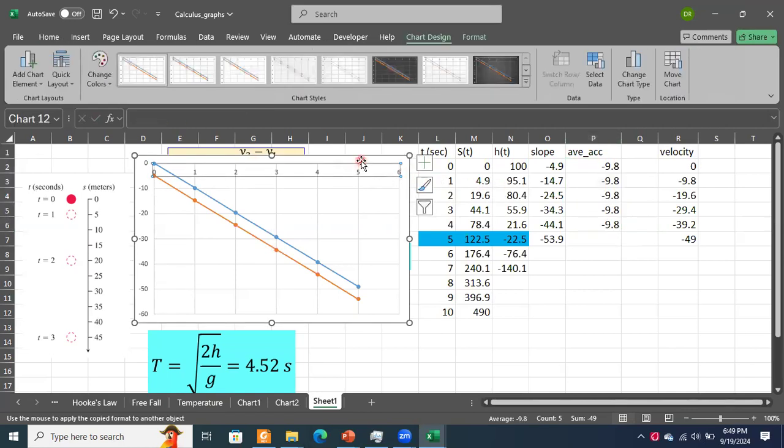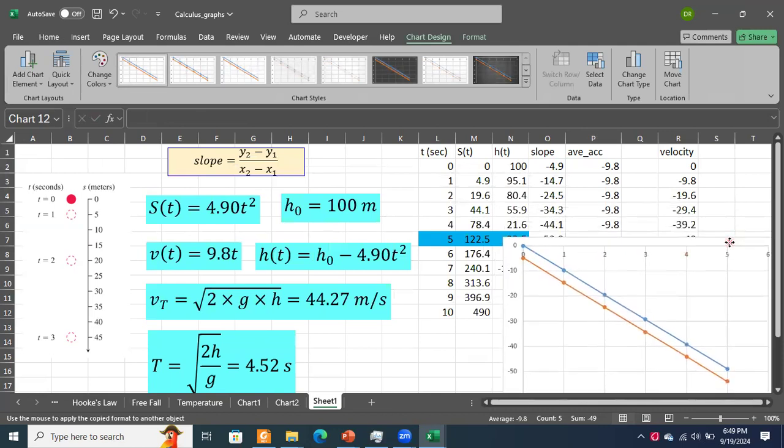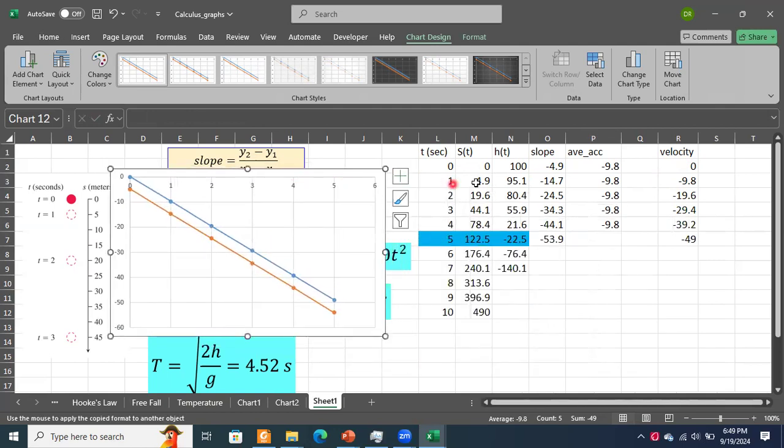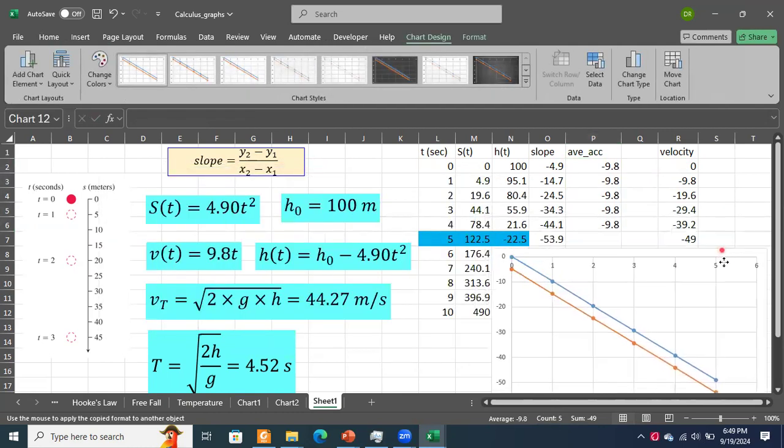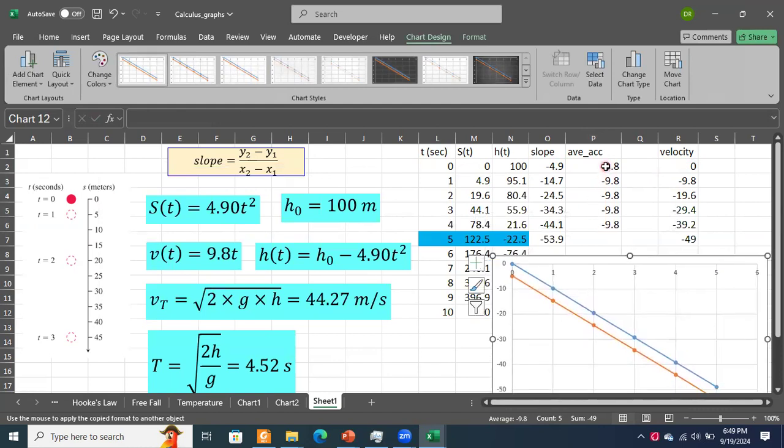They are parallel lines, and the slope of the velocity expression is 9.8. This is the analytical one. And numerically, with these slopes, we have found the average acceleration to be minus 9.8. So it is a very nice observation that for a second degree polynomial model, the slope of slope, the second order slope, is constant.